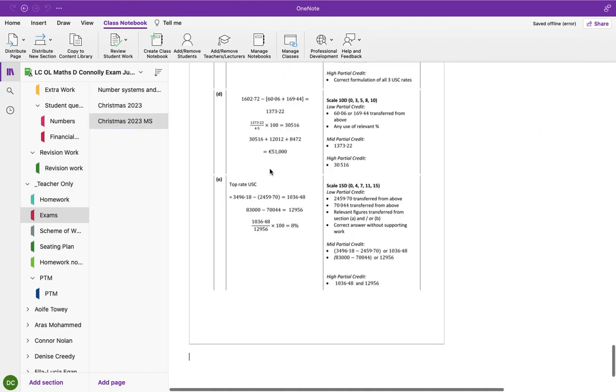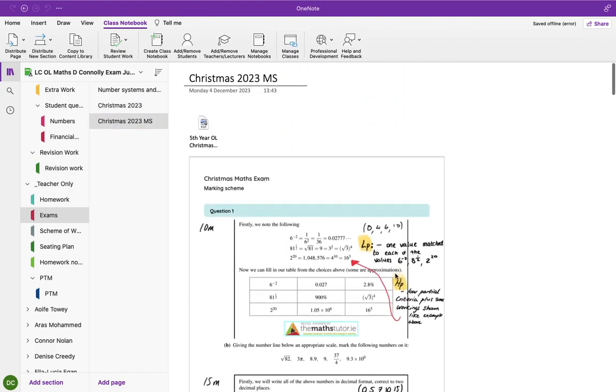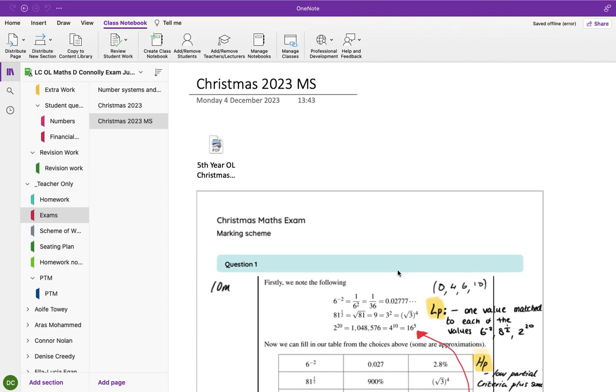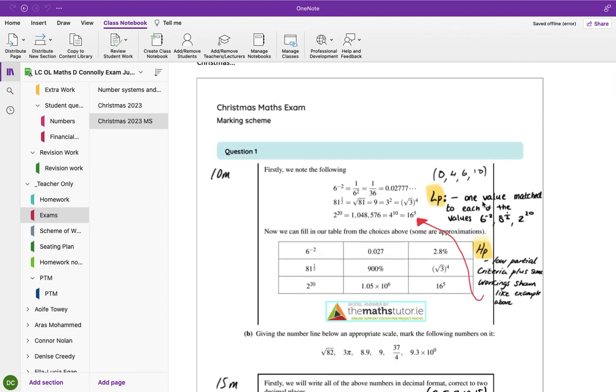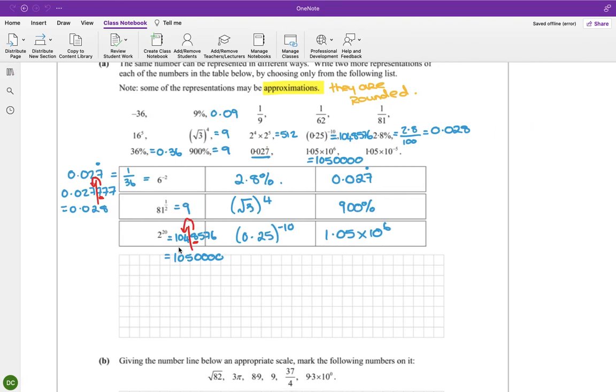So let's have a look at the marking scheme for that one. 10 marks for that one, and you can see there's a low partial and a high partial for attempt marks, but 10.